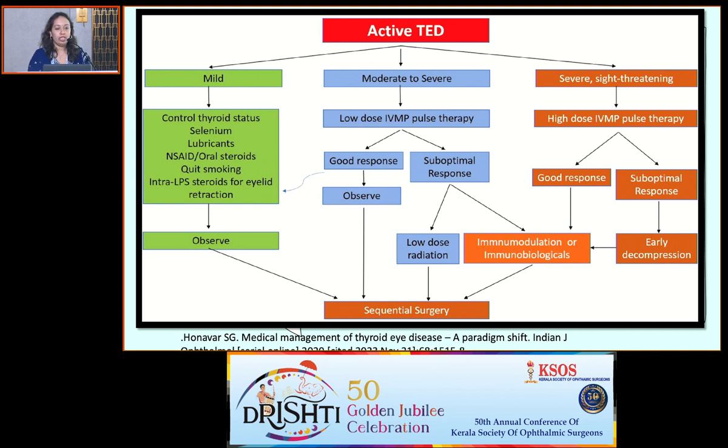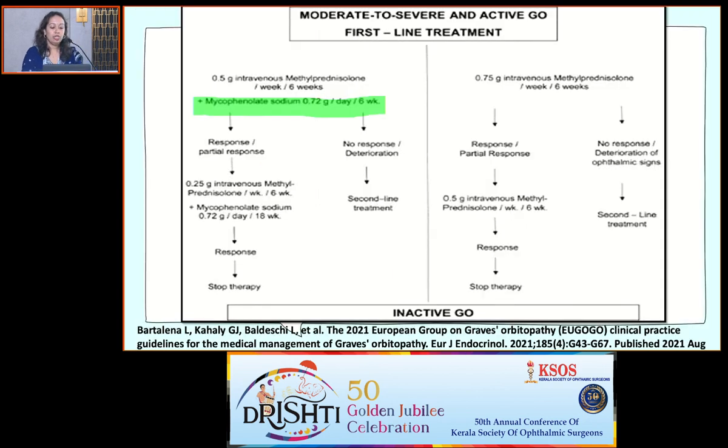And in case of moderate to severe thyroid eye disease, we have to start low dose IVMP therapy. If there is suboptimal response, we have to go for low dose radiation along with steroids. And also we can go for immunomodulators. And in case of severe sight-threatening disease, we should give high dose IVMP therapy. If there is suboptimal response, we have to go for early endonasal decompression, endoscopic decompression. So by EUGOGO, they have also mentioned along with steroids in case of moderate to severe thyroid eye disease, we can start mycophenolate mofetil.